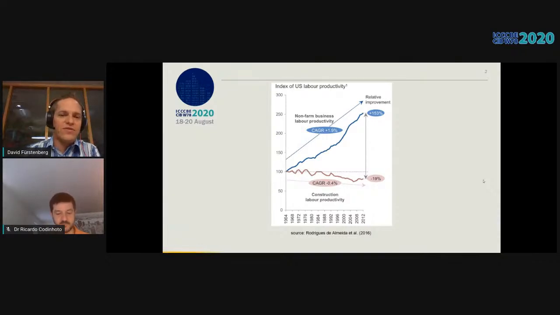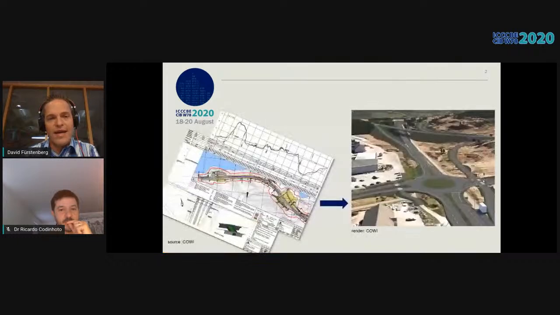We see that the construction industry has a low productivity and at the same time a low level of digitalization. So using the potential that lies within digitalization seems like a promising solution to reverse this trend. At the same time, we also see a transition from drawing-based design and construction to model-based design and construction, where all the information that was traditionally conveyed through drawings needs to be conveyed through models. And this information is twofold.